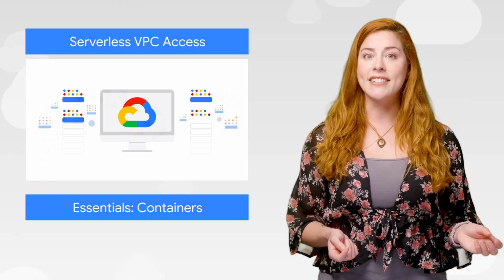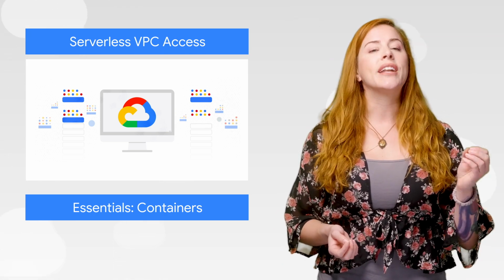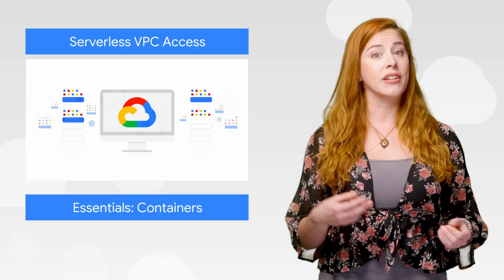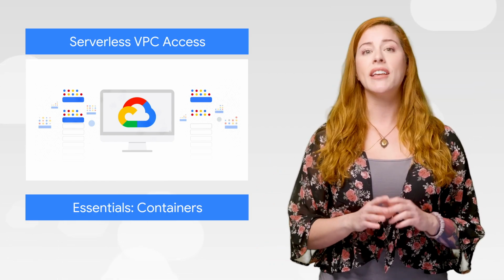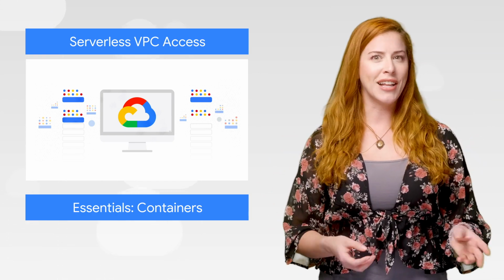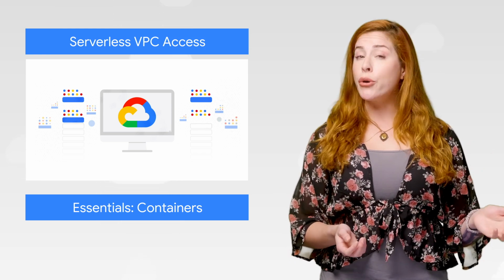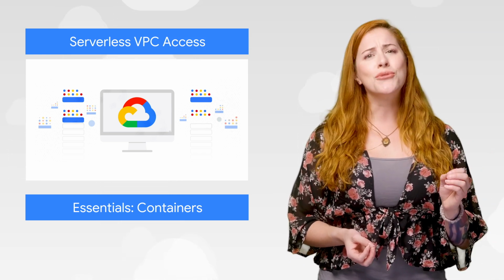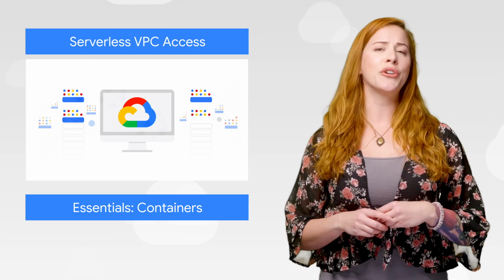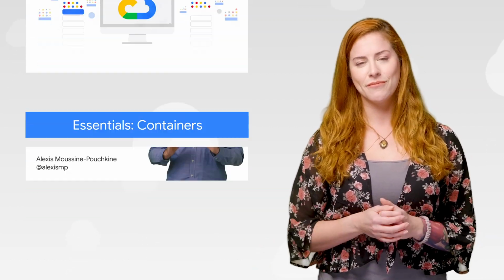If you've ever wanted to access your private resources from your serverless app, look no further. Serverless VPC access lets you do exactly that, giving you an access point that lets your App Engine and Cloud Functions connect to VMs and other resources with just a few lines of configuration. Support for Cloud Run is coming soon, so don't let your VPC silo your resources any longer.